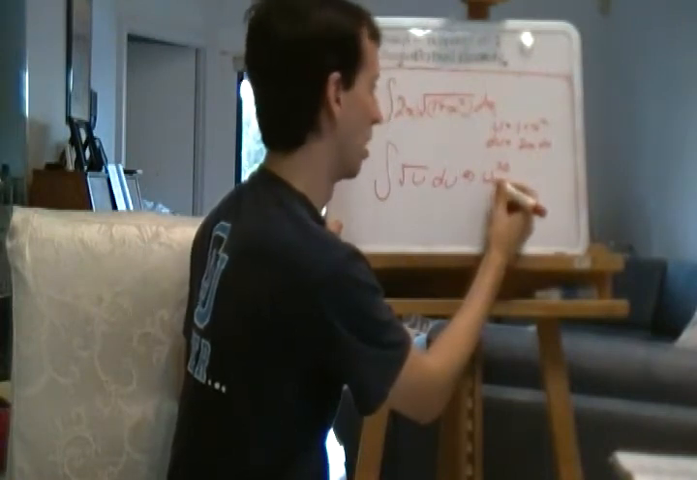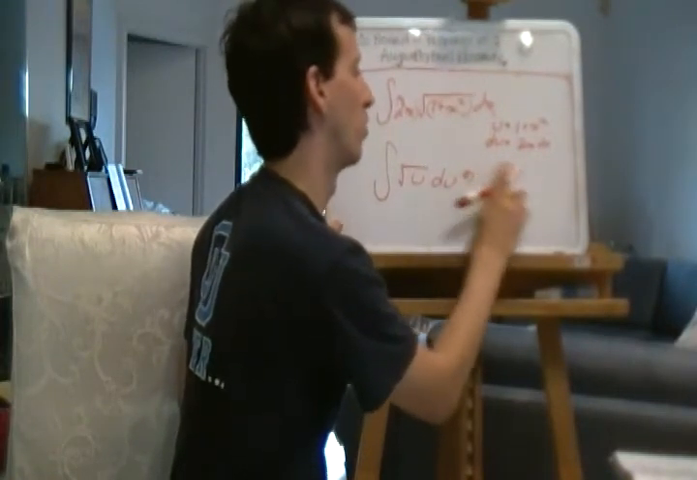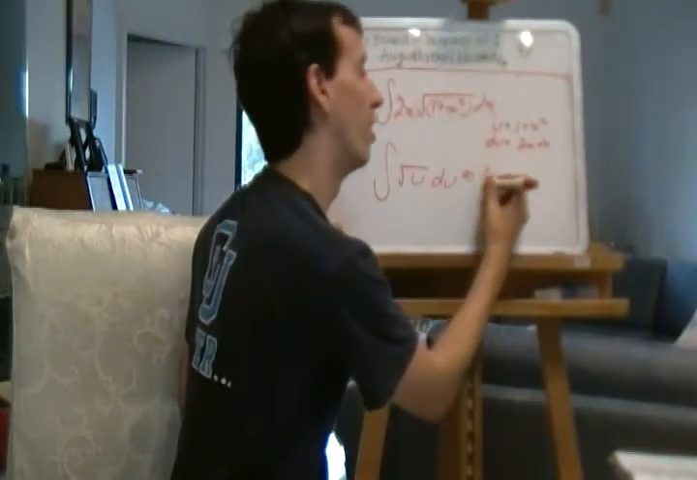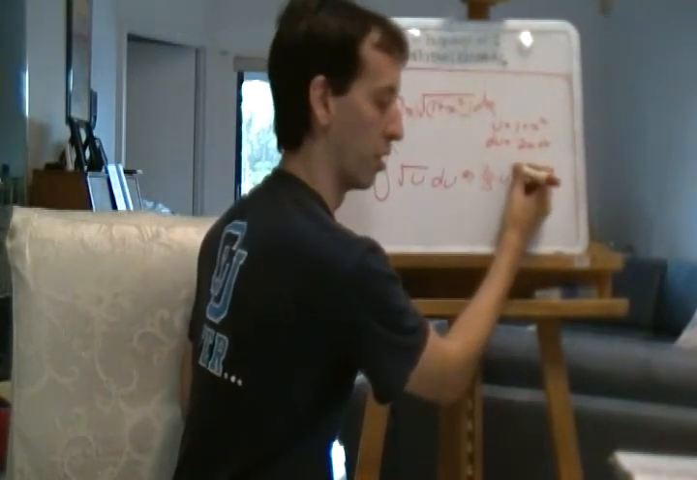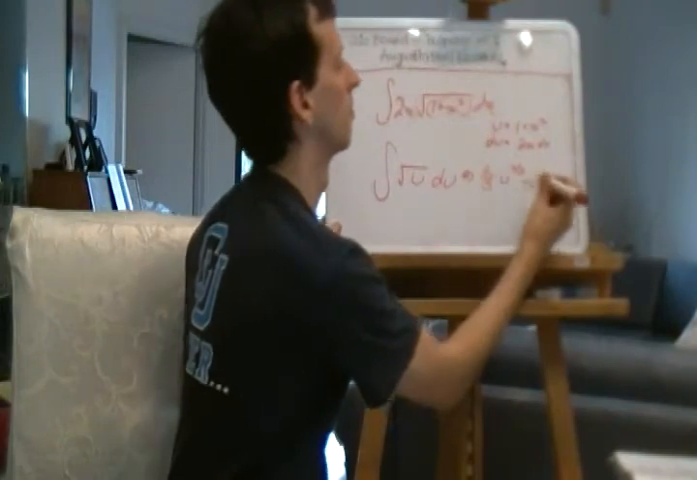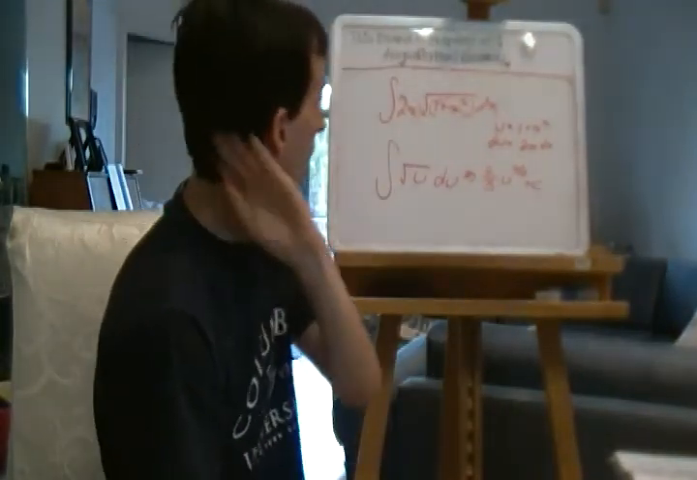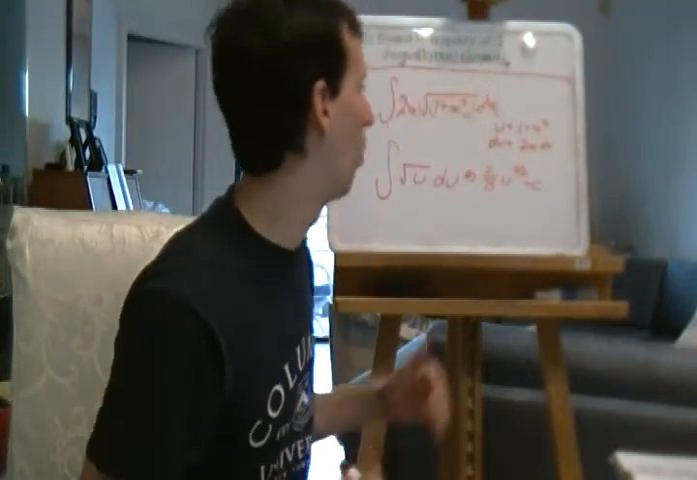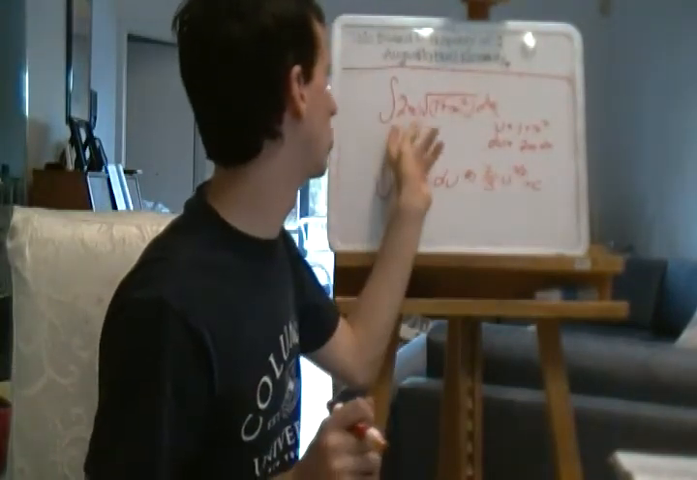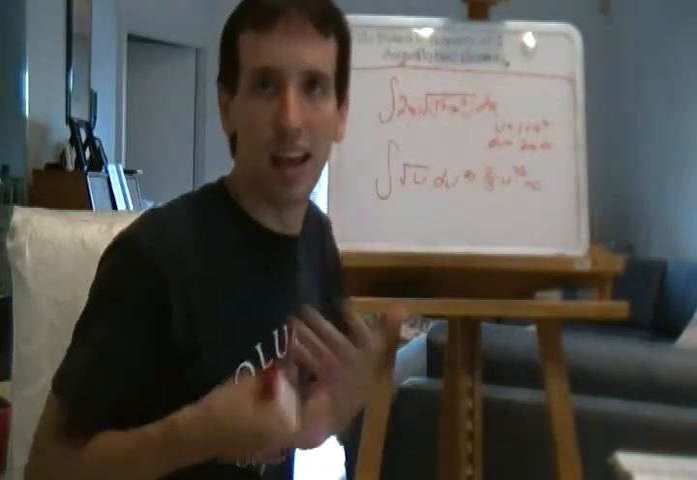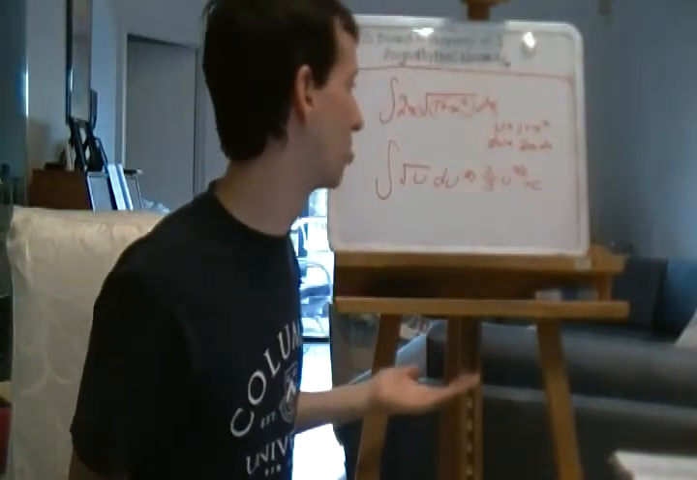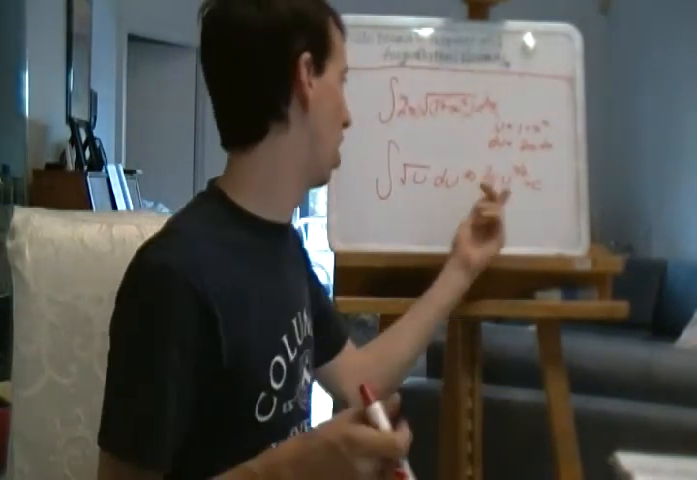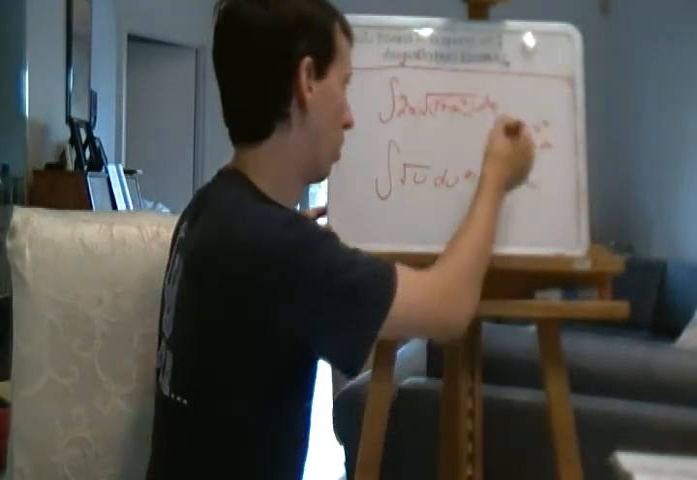It's u to the 3/2 over 3/2, but they write it as 2/3 u to the 3/2 plus c. Okay? That's the function. But we're not quite done yet, because it didn't ask us what the integral was in terms of u, it asked what it was in terms of x. Well, that's easy. We just plug in x where u is.